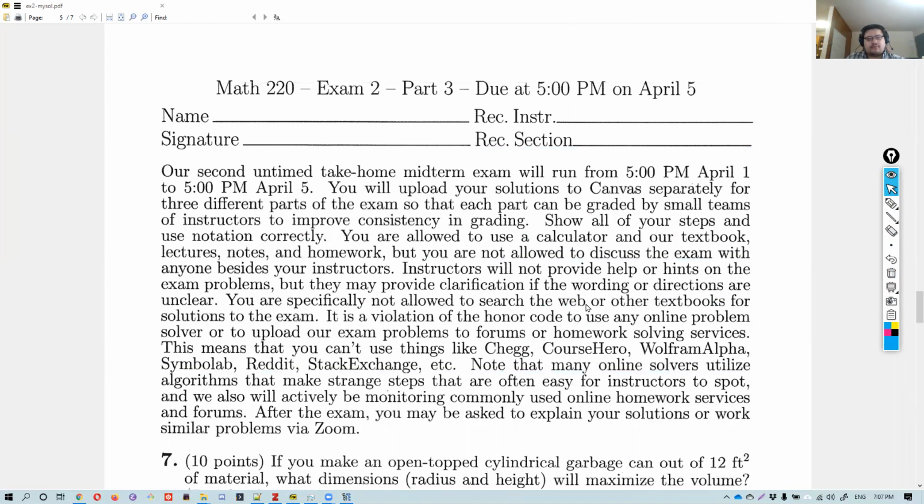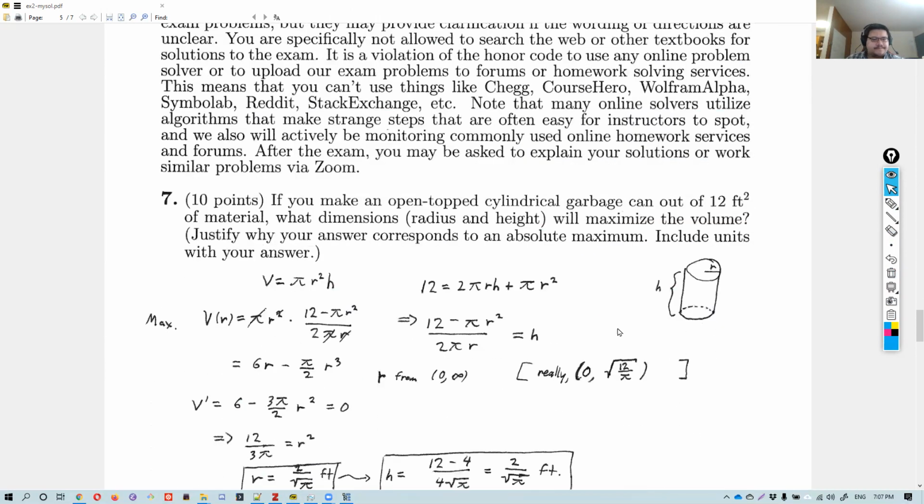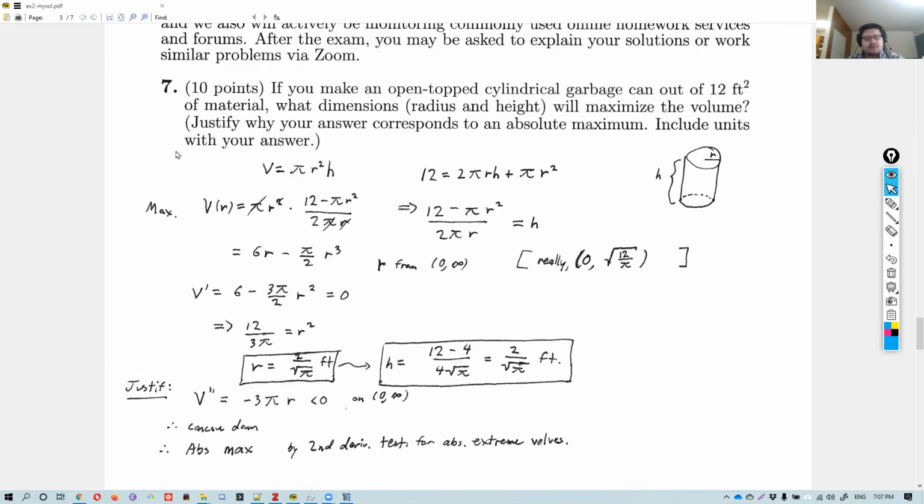Right. For part 3, number 7. So this one is a bit involved. We have an open-topped cylindrical garbage can that is made out of 12 square feet of material. And we want to figure out the dimensions that will maximize the volume.